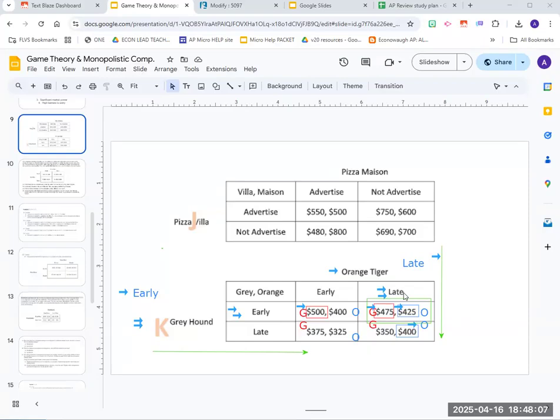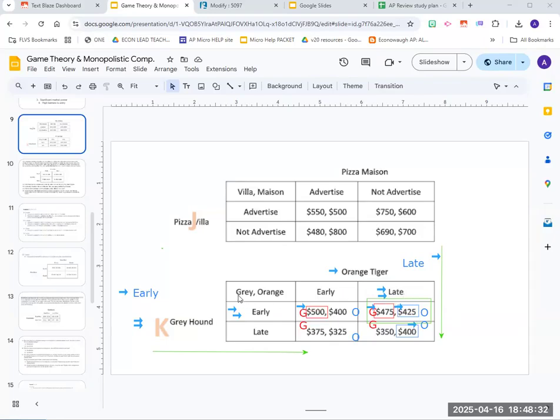Sometimes you will have a question and you'll have two Nash equilibriums. And that would be where we would have this 475, 425. But then let's say we had 375, 325 and down in the bottom left-hand corner circled. And those were the other numbers that were circled. That would be a two Nash equilibrium problem. And that is possible. It's definitely possible that we could have that. Okay.